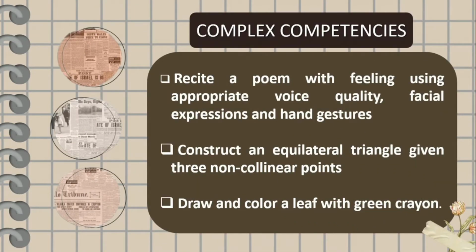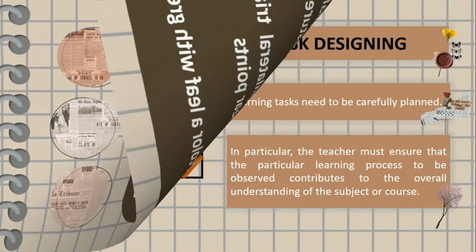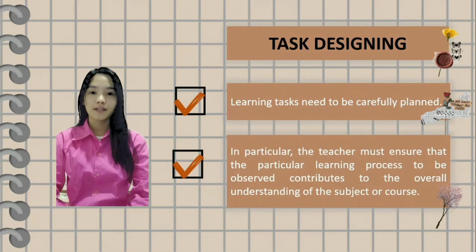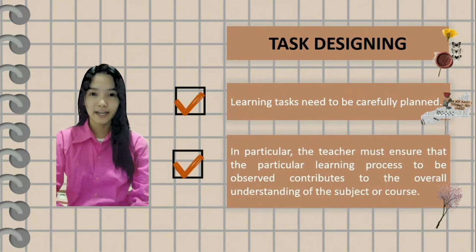While these are the complex competencies: recite a poem with feeling using appropriate voice quality, facial expressions and hand gestures, construct an equilateral triangle given 3 non-collinear points, and draw and color a leaf with green crayon. So let's proceed to task designing.